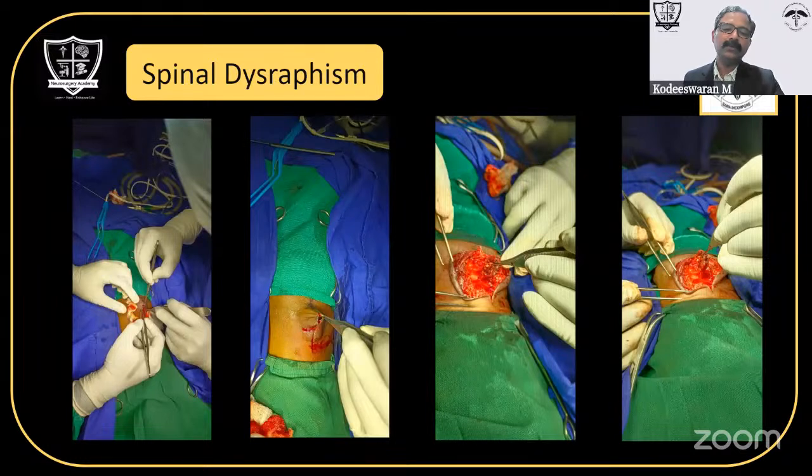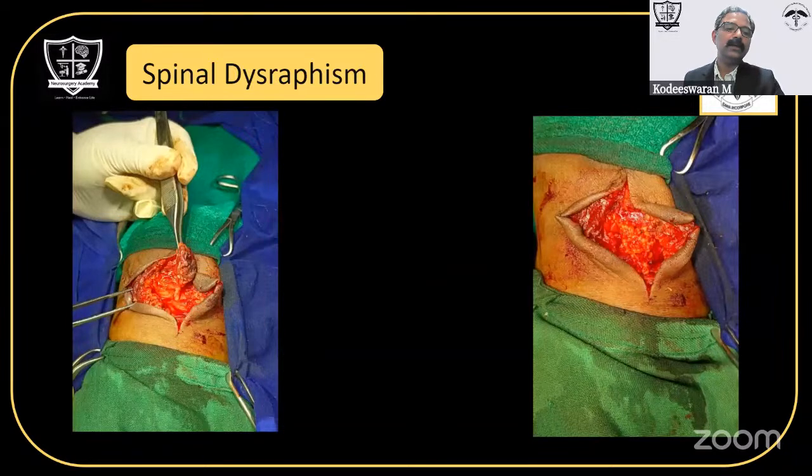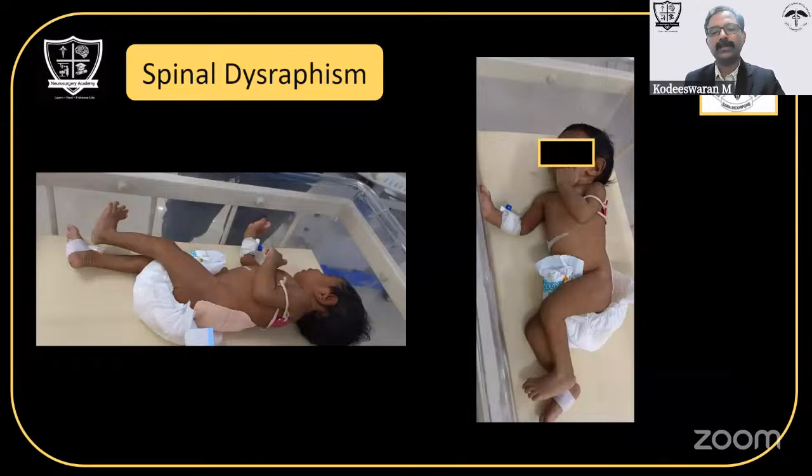This child we planned along with our plastic surgery team. So we planned the flap properly, and the sac was excised, and proper correction and cosmetic results were given for this child.